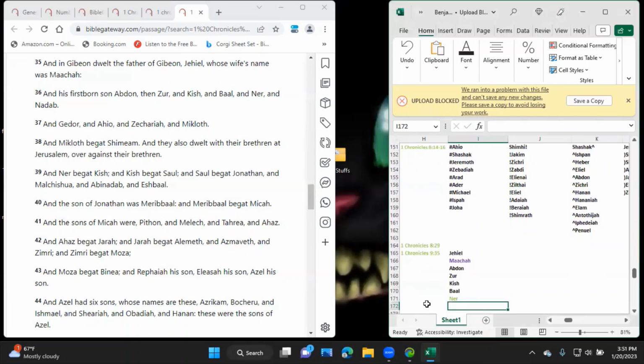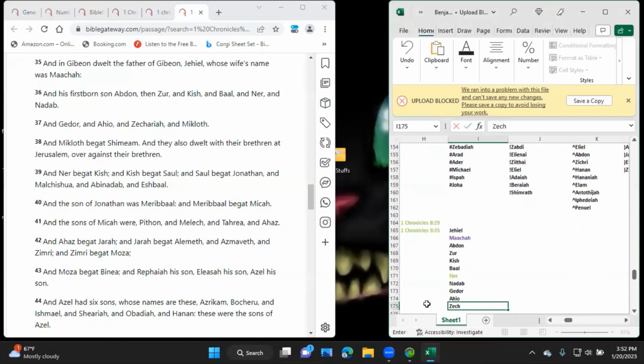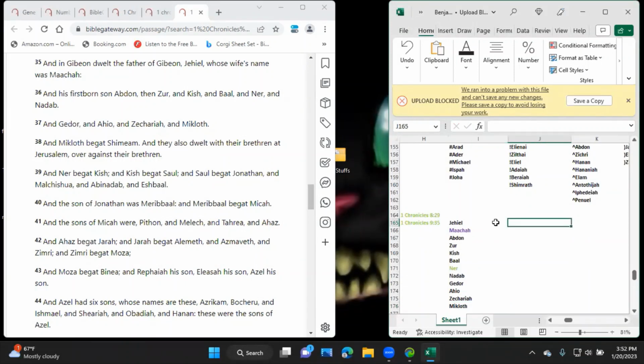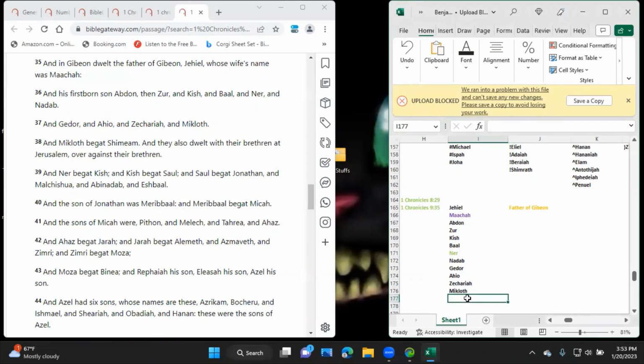Ner is in green because there's a discrepancy. I'll talk about that in just a second. And Nadab. Verse 37, Gedor, and Ahio, and Zechariah, and Mikloth. And Jehiel, forgot to mention in the notes, is the father of Gibeon. Jumping to verse 38 again, and Mikloth begot Shimeon.